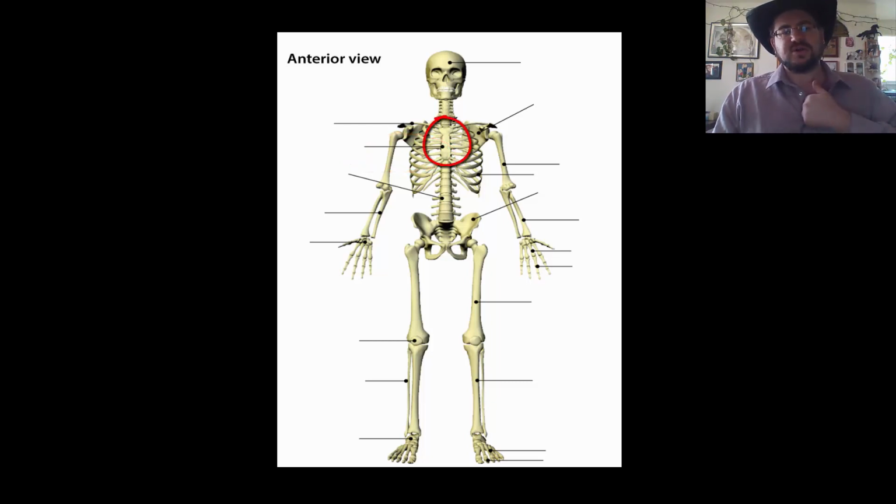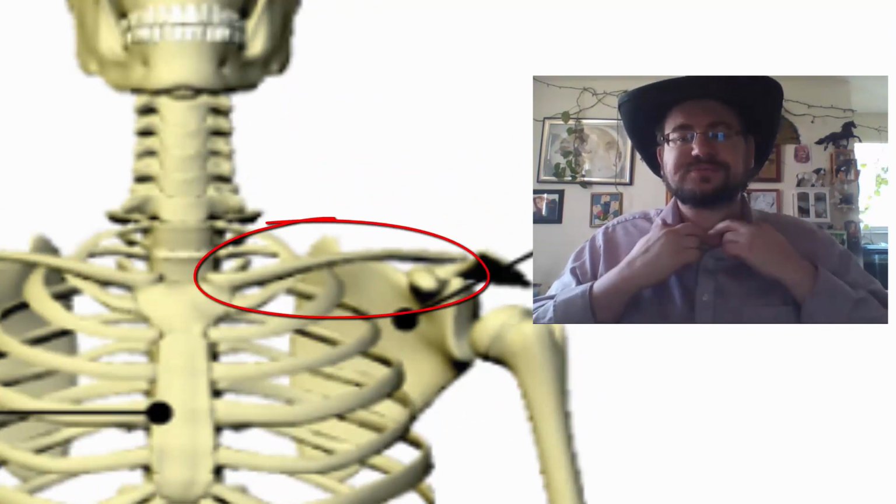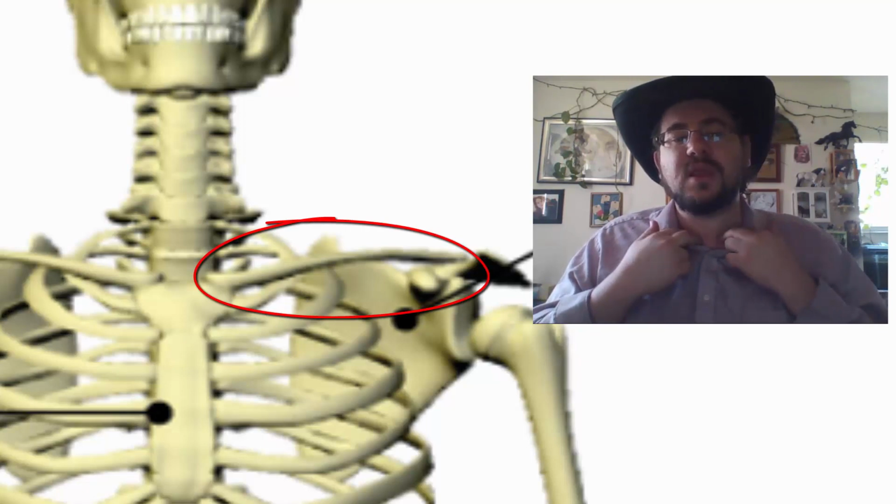So this is the sternum here. It's where all your ribs connect up to. It's a flat bone that makes the very front of the rib cage. It has this cool little notch at the top, and on either side of the notch is where we join up to the clavicle, the collarbone.